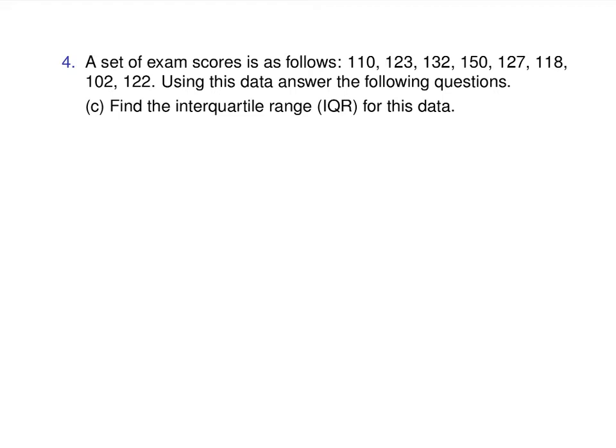Okay, next find the interquartile range. Well, the interquartile range is quartile 3 minus quartile 1. It's the distance between the two quartiles, or the part in the middle, inner quarters. So that is 129.5 minus 114, which comes out to be 15.5.